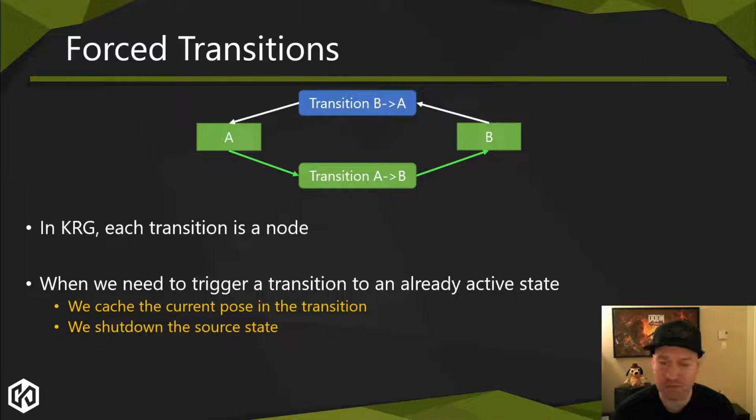I don't know if that makes sense to everybody. Basically, whenever we fire the transition, we shut down A, we keep the last result of A, and we continue to blend that transition from A to B. It's like we're blending with a fixed pose for those few frames.